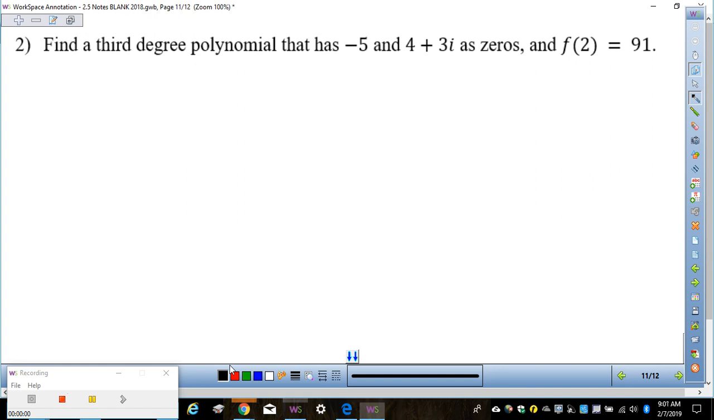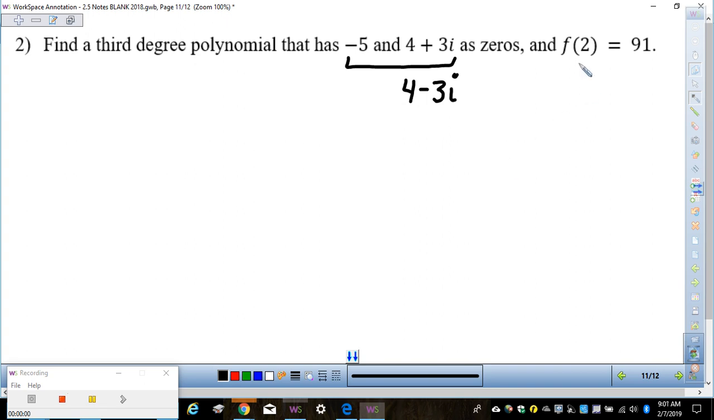Okay, we've got one more example. So this one is similar to the last one, but there are a few differences in this. And so we're still finding a third degree polynomial, which means that there should be 3 zeros. They've only given us negative 5 and 4 plus 3i for zeros. And so looking at the imaginary one, we know that imaginary zeros come in pairs. So that means that 4 minus 3i is also a 0. So that's how we'll get this thing started.